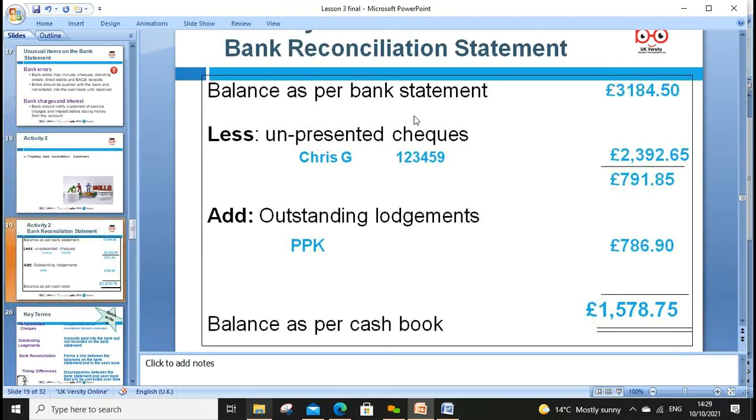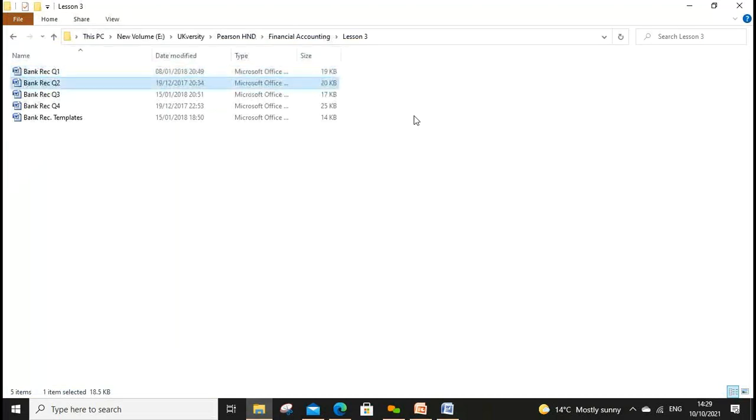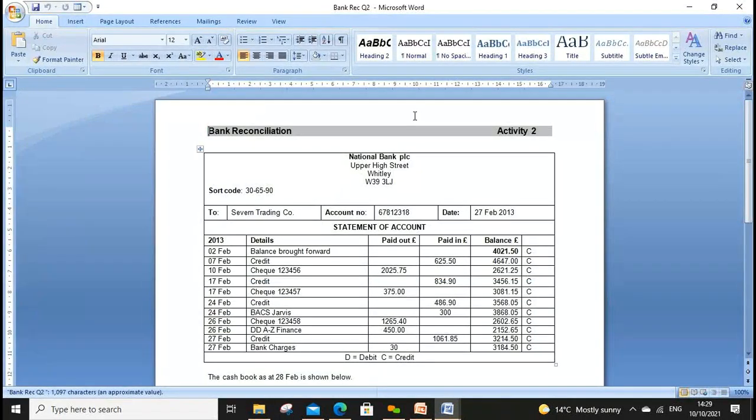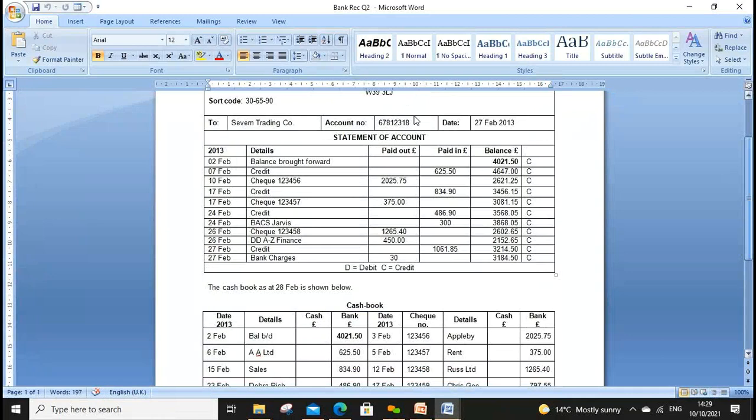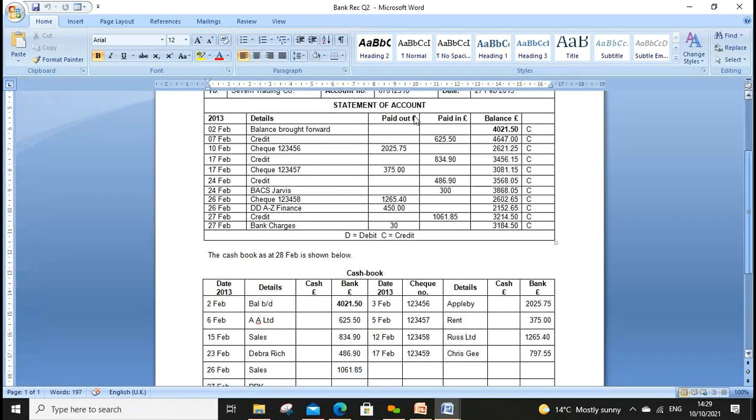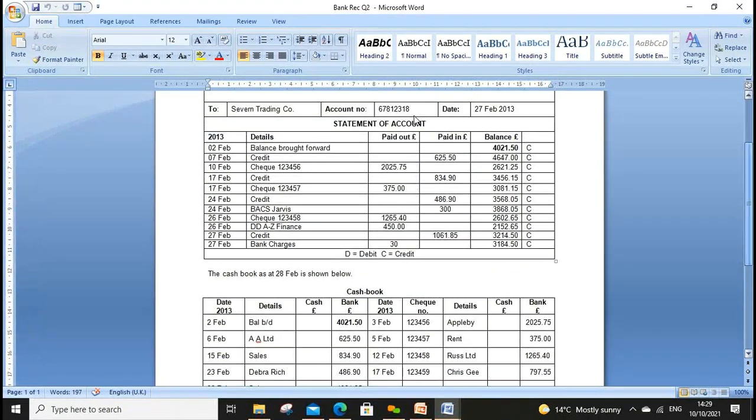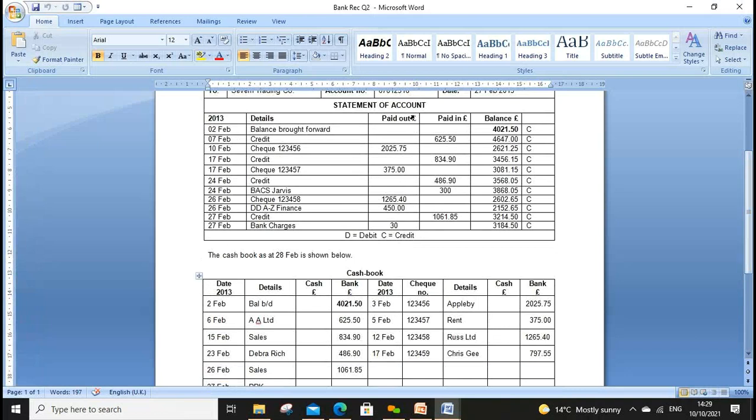Okay, then we have a second example, preparing a bank reconciliation, guys. I included this second example, and those will be available on Moodle. You will see we have a bank statement and a cash book. Start by making sure the opening balance matches under the bank column. You can highlight them to show it's matching.